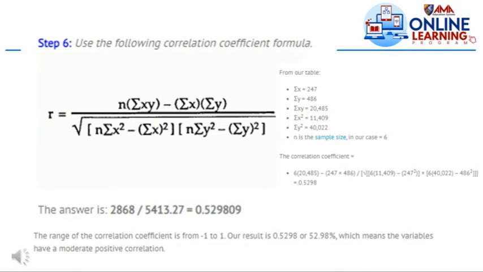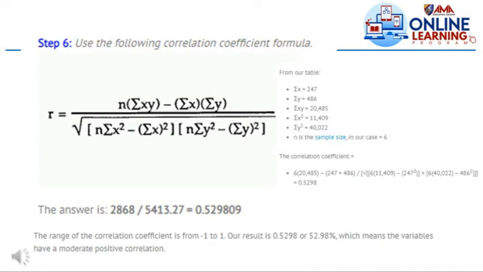Now for step 6, use the following correlation coefficient formula. So this formula is derived from the original formula, yung present natin kanina for the formula for Pearson R. So we have here the formula R is equal to n times the summation of xy minus summation of x times the summation of y divided by the square root of the quantity of n times the summation of x squared minus the summation of x squared times n times summation of y squared minus summation of y squared.